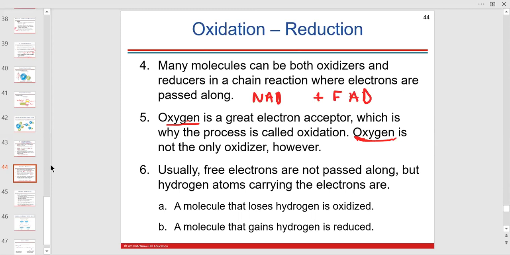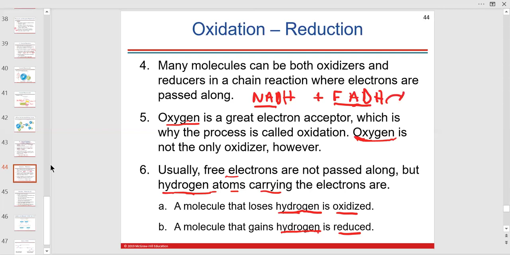So free electrons are not passed along, but these hydrogen ions that are carrying the electrons. So it's the hydrogen ions that get involved in oxidation reduction reactions, or redox reactions. A molecule that loses that one electron, and we started the lecture with this, one electron hydrogen, becomes oxidized. If it gets the electron or hydrogen, it's reduced. So NAD and FAD are oxidized until they receive the hydrogen. Now they're reduced.